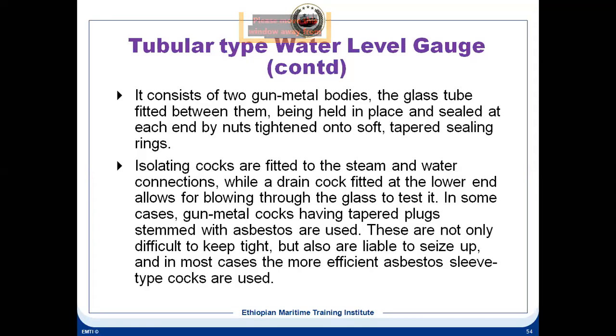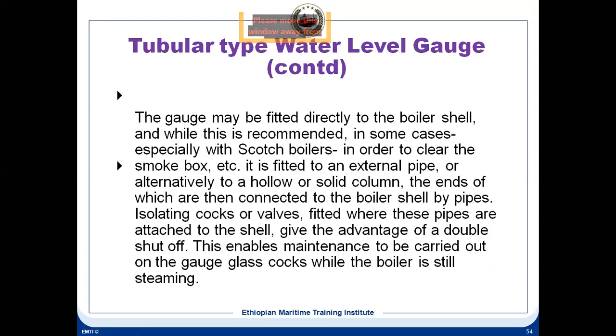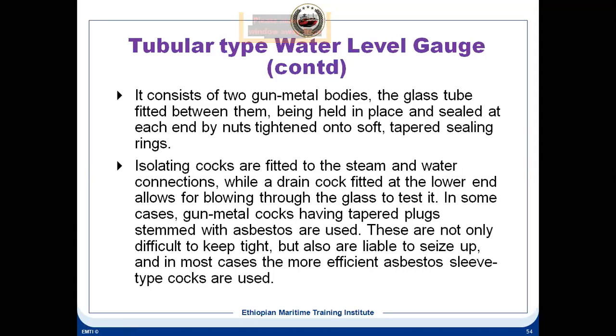Isolating cocks are fitted to the steam and the water connections, while the drain cock is fitted at the lower end, and it allows for blowing through the glass to test it. In some cases, gunmetal cocks with tapered plugs stemmed with asbestos are used. These are not only difficult to keep tight, but also liable to seize up. So basically here it says asbestos, but nowadays on board ships, we do not use asbestos anymore. This is the old type of design which used to be followed.